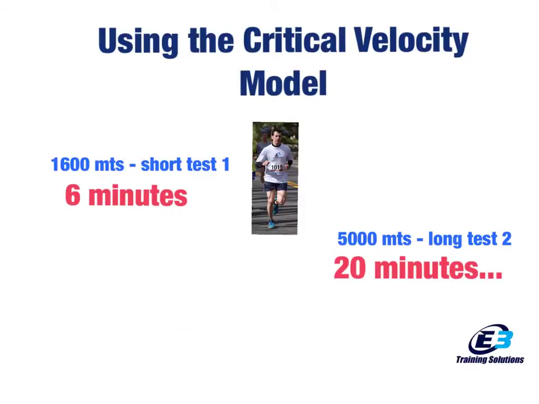So now I can take both results and use a critical velocity model to estimate what should be my training and racing paces. I take the duration it took me to complete each test and convert that into seconds. So for test 1, 6 minutes is equal to 360 seconds. And for test number 2, 20 minutes is equal to 1200 seconds.